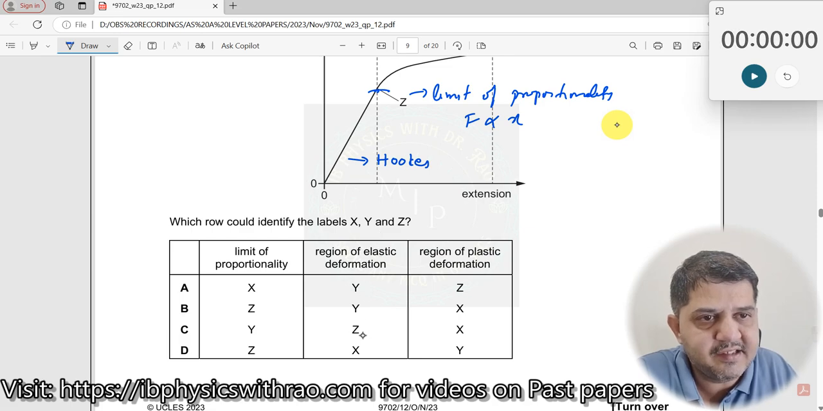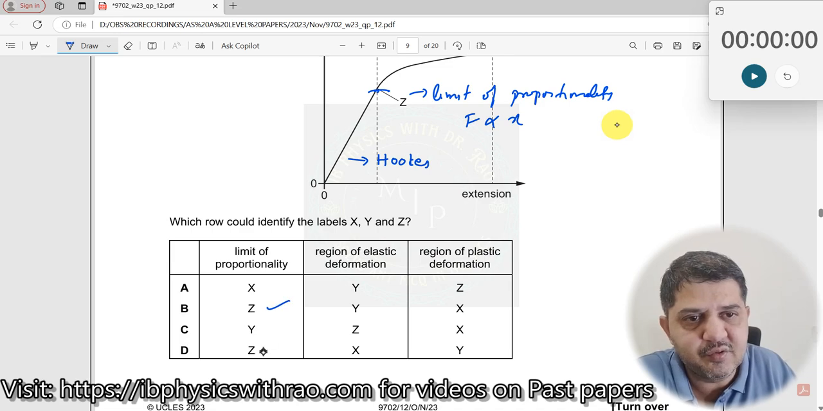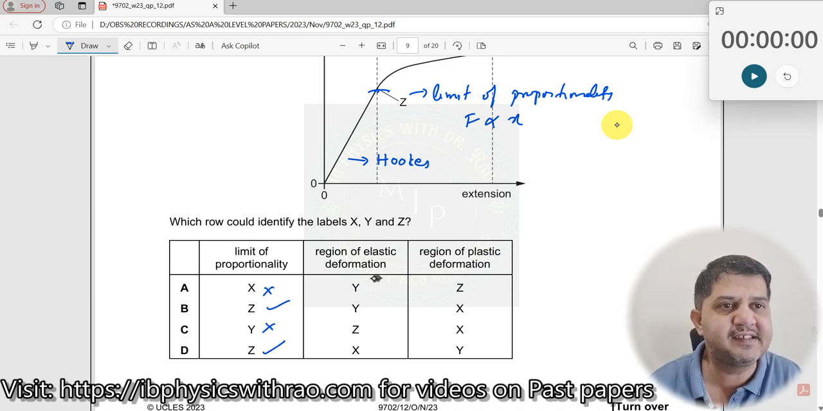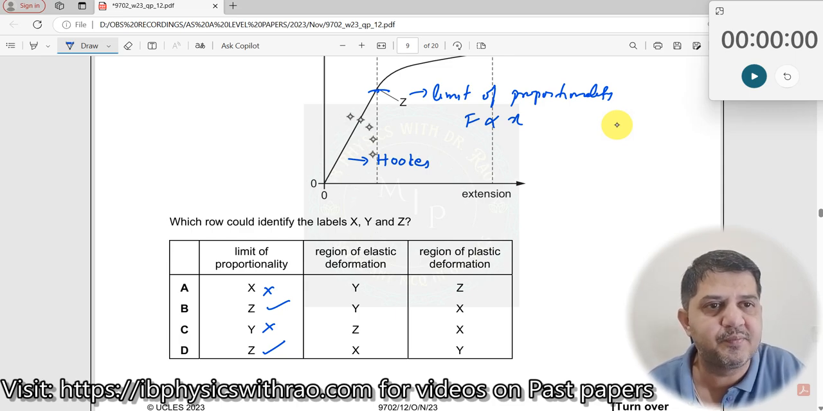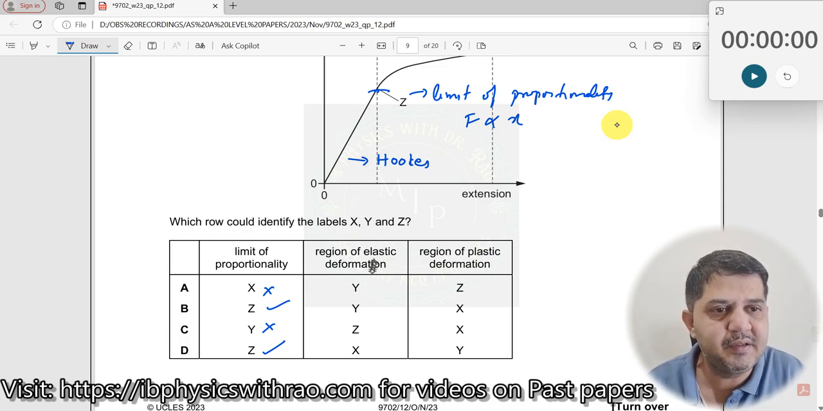Where is z here? Z is over here. So these two should be incorrect. Then the region of elastic deformation is Hooke's law, so this should be your x, which is here. So now already this is gone and this is gone.